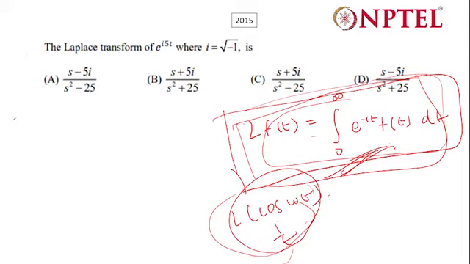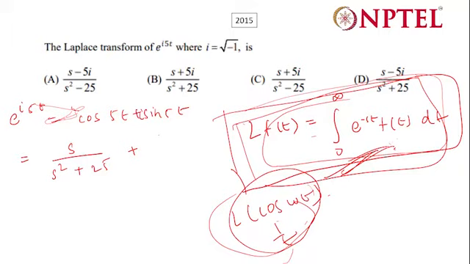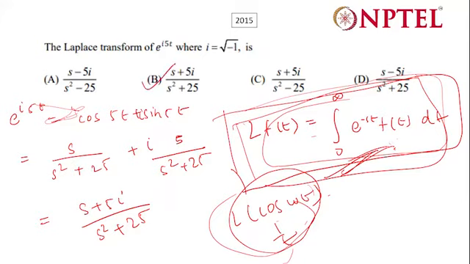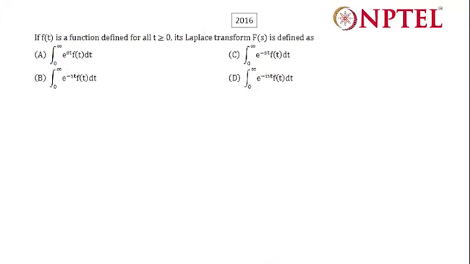So here you can write e to the power i5t. B is correct, as cos 5t plus i sin 5t. You know the Laplace transform of cos 5t is s divided by s square plus 25, plus i times 5 divided by s square plus 25. It will be s plus 5i divided by s square plus 25. Now option B is correct. This is again a formula itself. Tell me the answer.